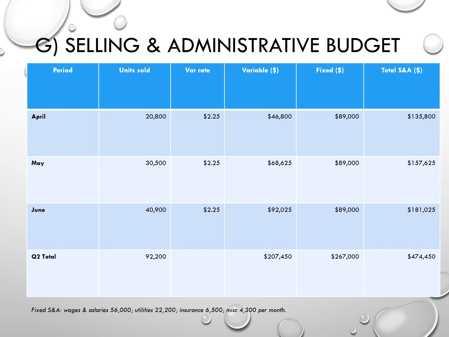Selling and administrative costs include variable shipping costs of $2.25 per unit sold, and fixed monthly costs such as salaries, utilities, insurance, and miscellaneous expenses. Total S&A expenses for Q2 are $474,450. Note that insurance is prepaid, which matters later in the cash budget.